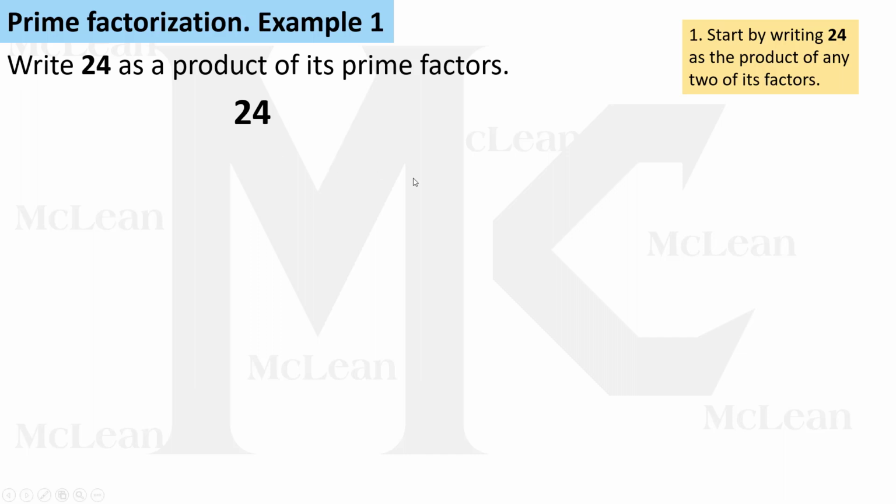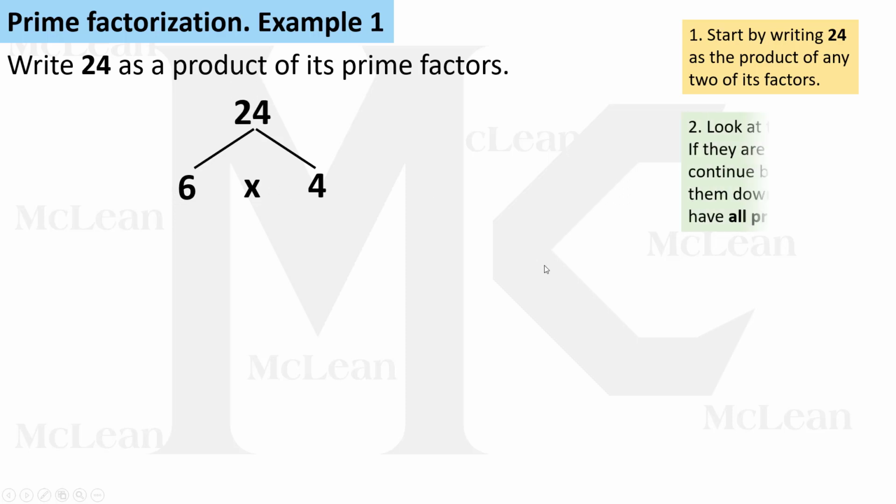All right? In this case, you draw two lines going this way, one to the left, one to the right, and you put down the numbers that when you multiply get 24. In this case, 6 times 4 gives you 24. Now, down here, look at the factors. If they are not prime, and 6 and 4 are not prime numbers, you have to continue multiplying numbers to break these numbers down as far as possible until all are prime numbers or prime factors.